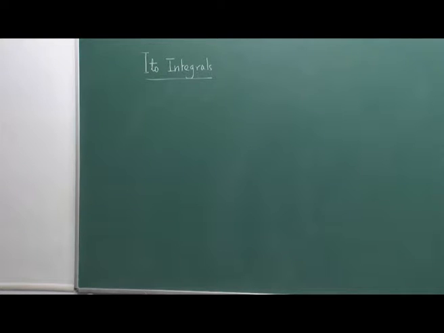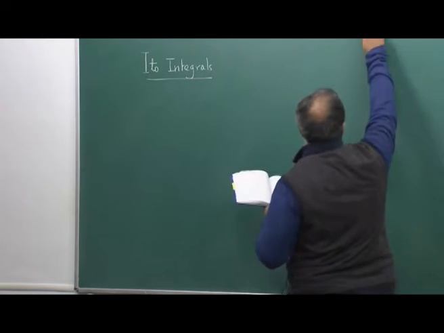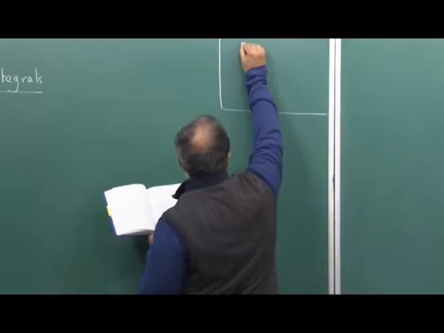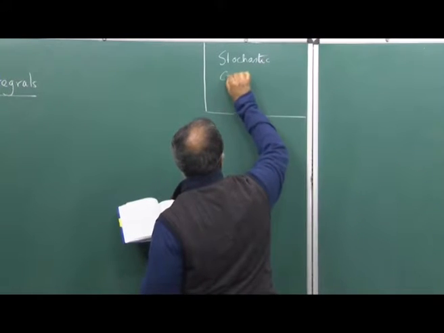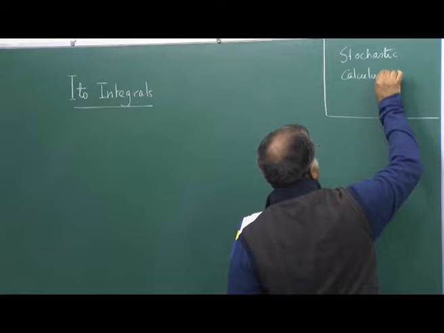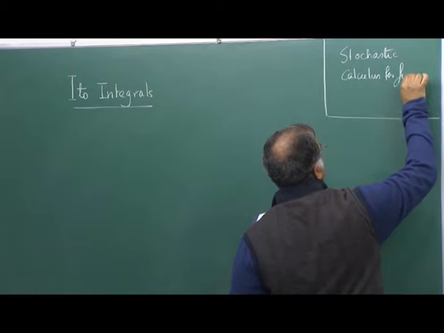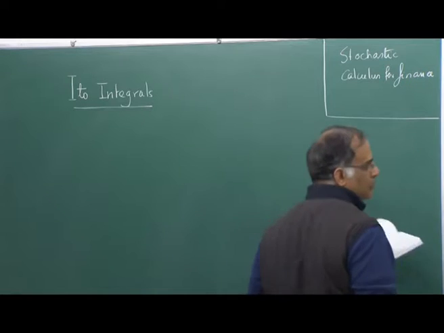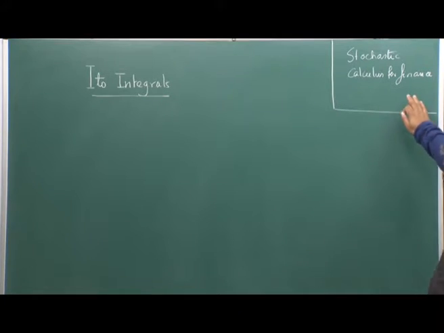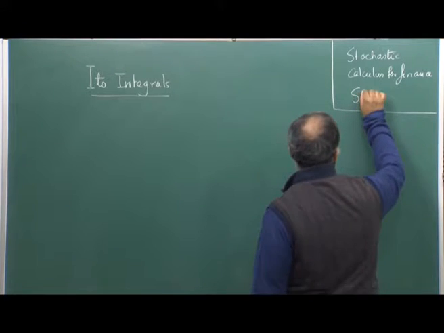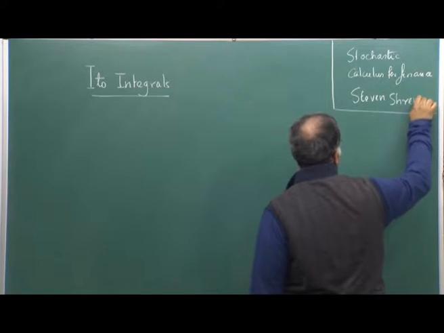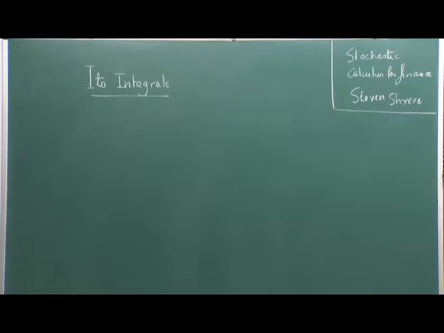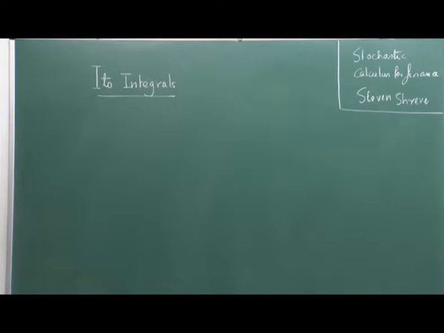And in the remaining part of the course, I will follow a single book, which is one of my favorite books in mathematical finance. It is called Stochastic Calculus for Finance. This book is written by Steven Shreve, a very famous name in mathematical finance from Carnegie Mellon University. I have taught from this book earlier, and this is my favorite book in this subject.